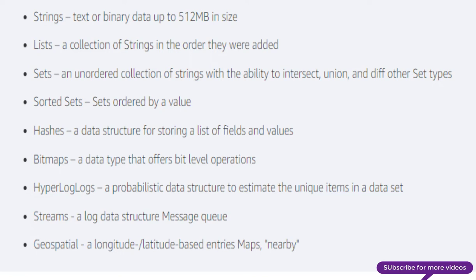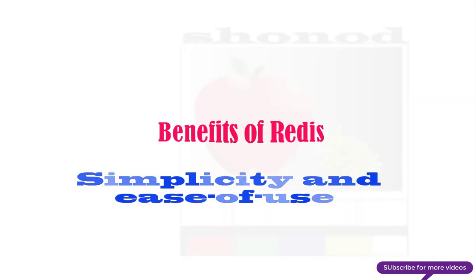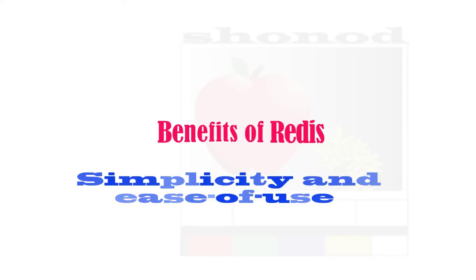Streams, a log data structure, a message queue. So the stream we can use if we want to store log data as a message queue. Geospatial, longitude and latitude based entries, maps nearby. So if we want to work with spatial data like map data, then we'll use the data type geospatial. Another benefit is simplicity and ease of use. It's very easy to use. Redis enables you to write traditionally complex code with fewer, simpler lines.